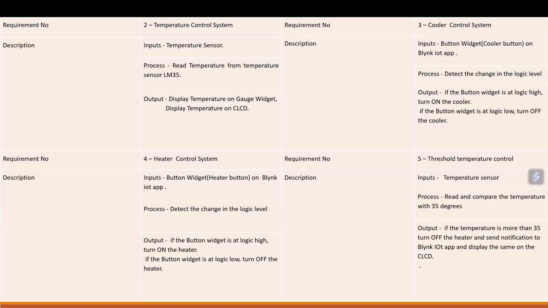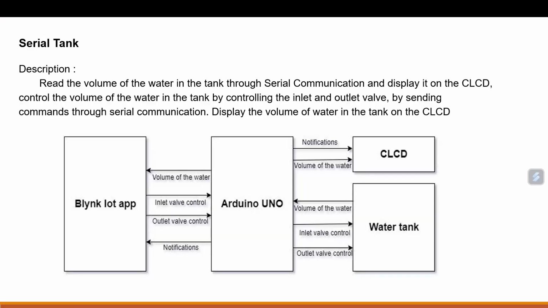And here is the threshold temperature control function, which defines that if the temperature exceeds 35 degrees Celsius, then the heater must be automatically turned on, and a notification should be sent to the BLYNK IoT app stating that the heater is turned on, and we also display it on CLCD.